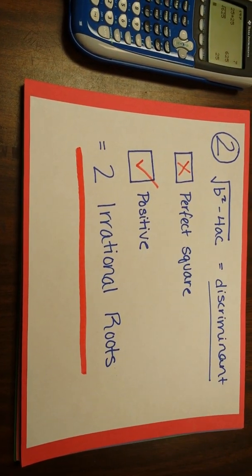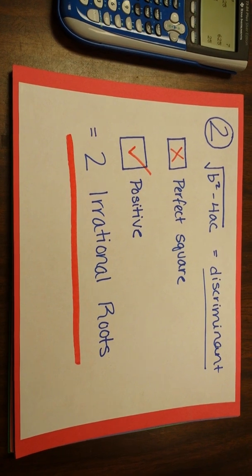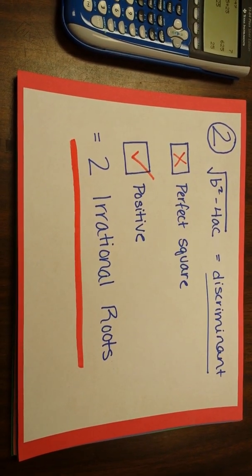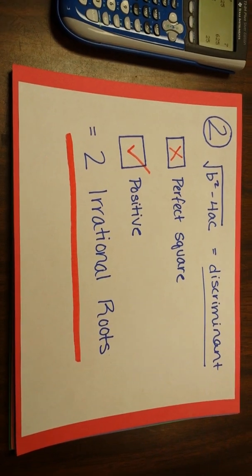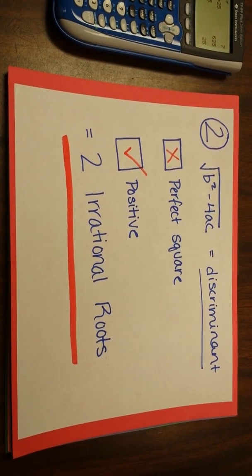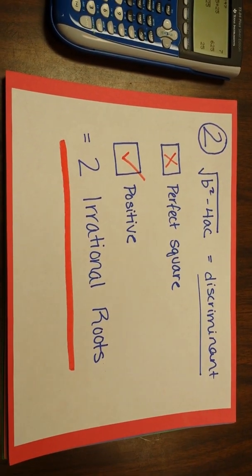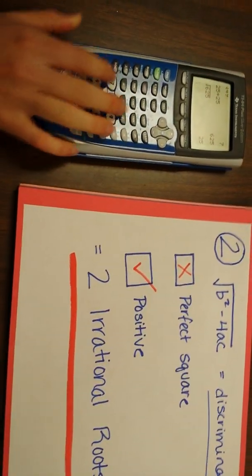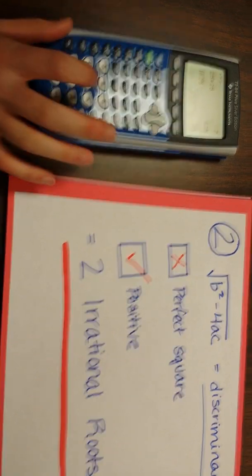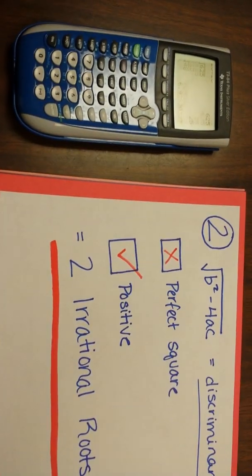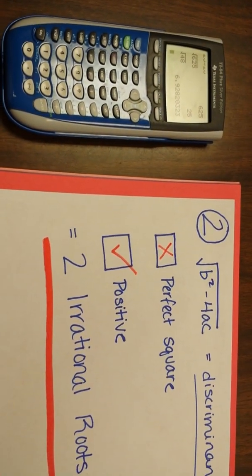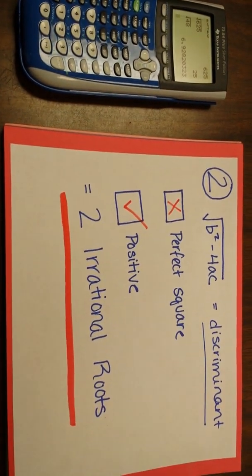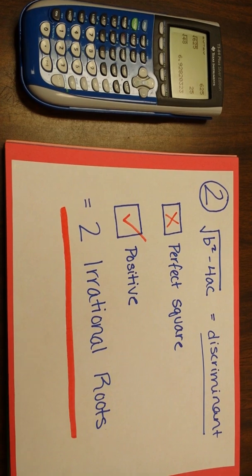So the second type of root there can be is two irrational roots. Once again, you will find the discriminant using the formula, the square root of b squared minus 4ac. Only this time, it is not a perfect square, but it is positive. So an example of this would be 48. So the square root of 48, when you plug that in, you get a long decimal. So it is not a perfect square, but it is positive. So when you get an answer like this, you will have two irrational roots.